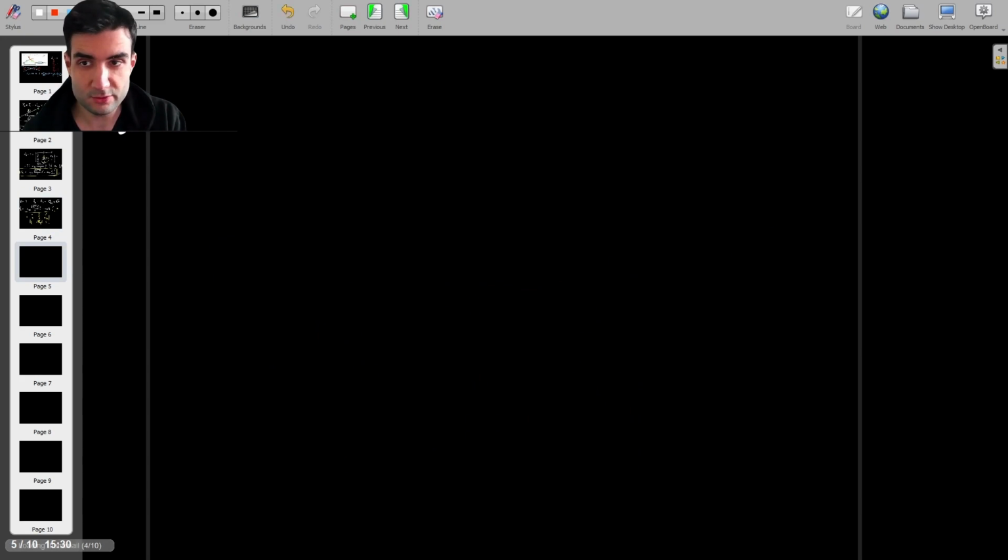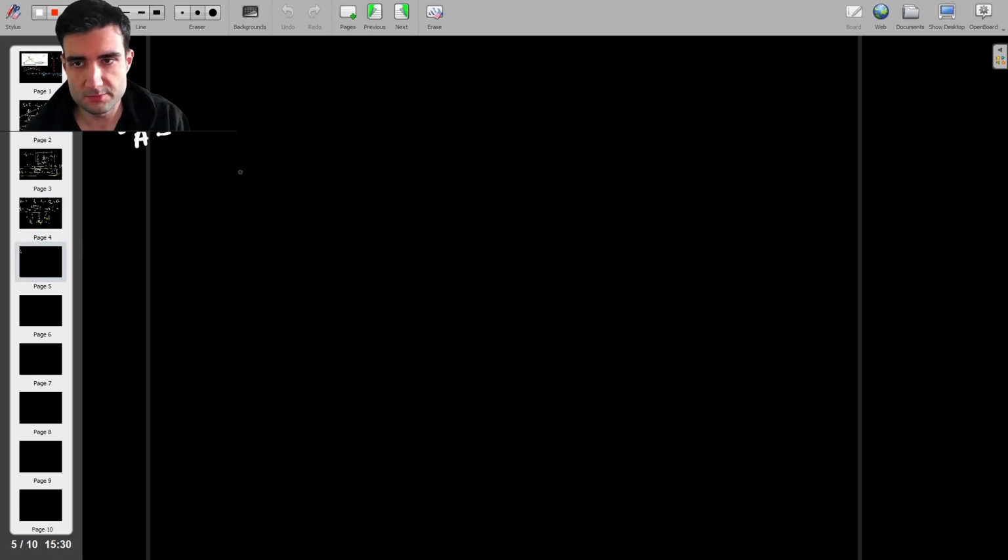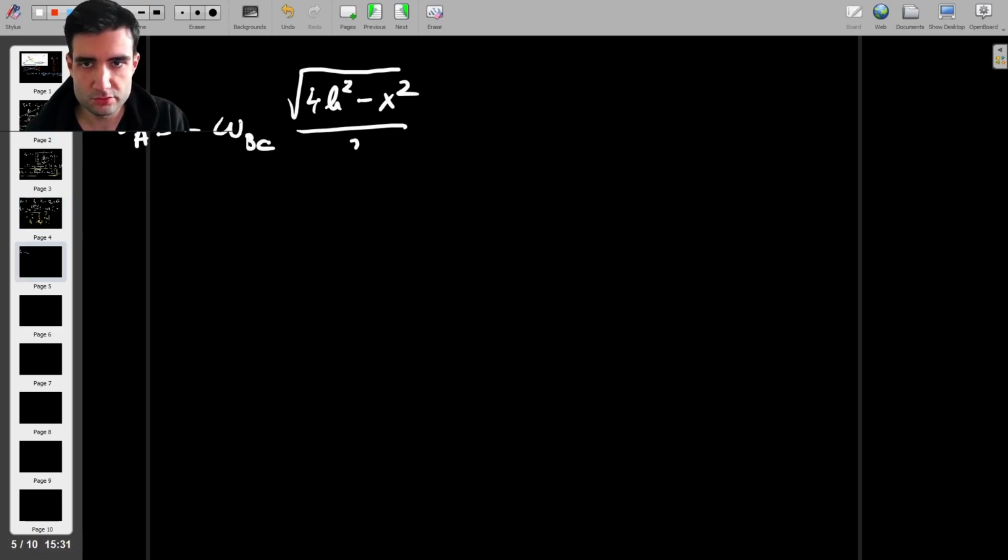So we get the velocity of A is equal to this first thing, which I'm just going to write again, I don't really have a choice: minus omega BC, and then we have square root of 4b squared minus x squared over 2 multiplied by i, plus omega BC and then x over 2 j.